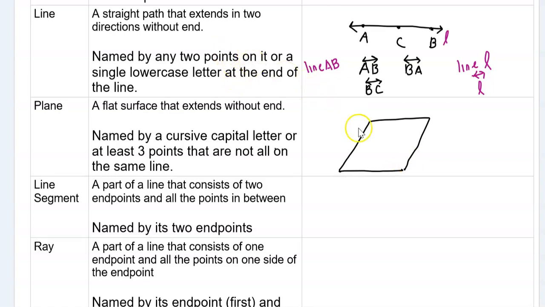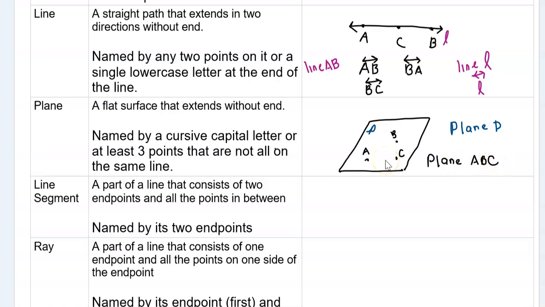And to name it, once again, we could use a cursive letter, but this time it would be a capital letter. So I could put a P in the corner and name it plane P. Or I could put some points on it. And as long as I have at least 3 points that are not on the same line, so I could put point A, put point B, and point C, I could name it plane ABC.